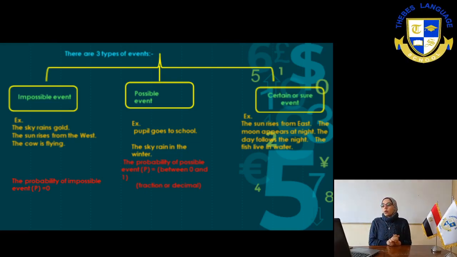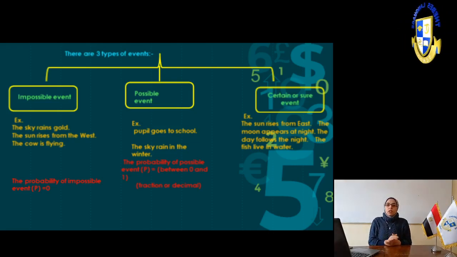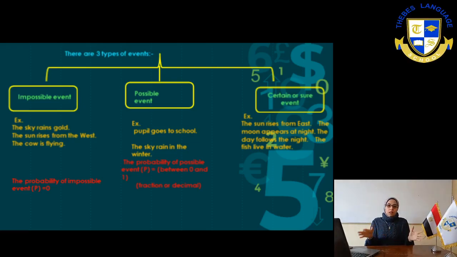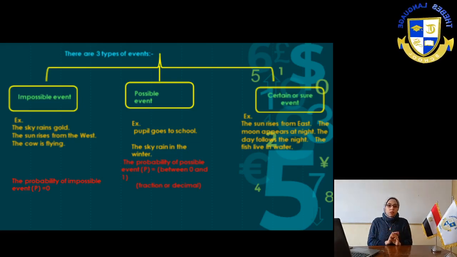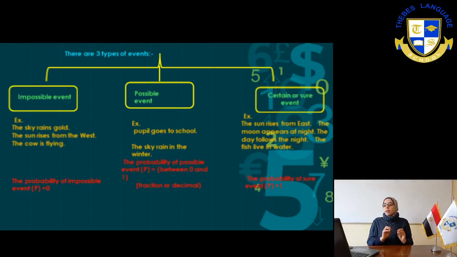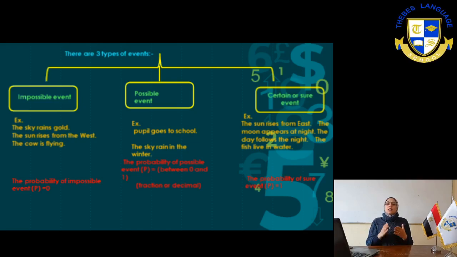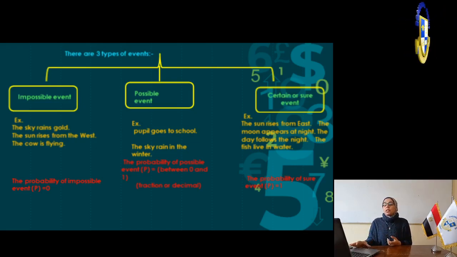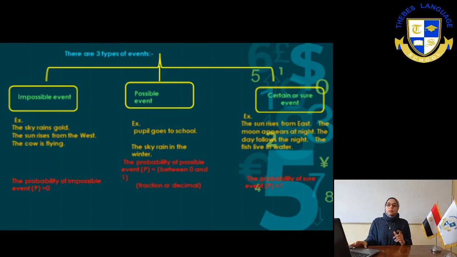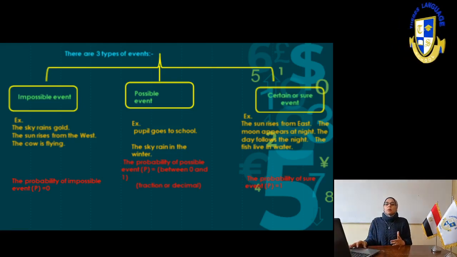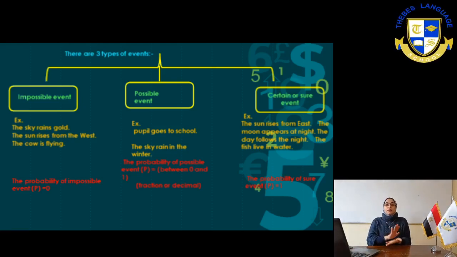The day follows the night. Yes, we are sure that every day the night comes after it. The fish live in water. Of course, fish can't live on land. It must live in water. So we are sure that the fish live in water. All of these events, they are certain events. The probability of a certain event equals 1. We haven't any doubt. It must happen.